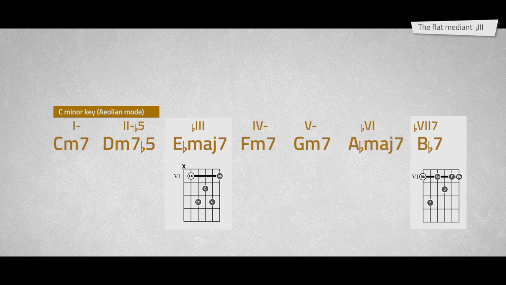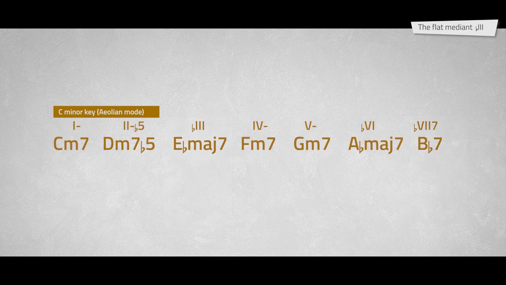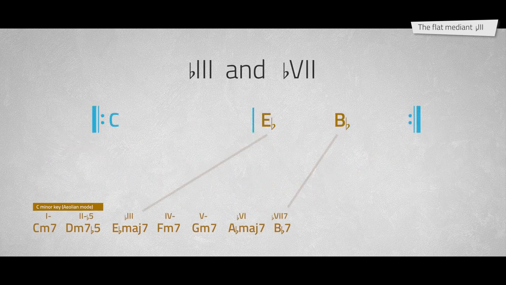A progression with a modal interchange based on the flat 3rd degree and flat 7th degree would be C, E flat, and B flat. The E flat and B flat are borrowed from the minor parallel key.